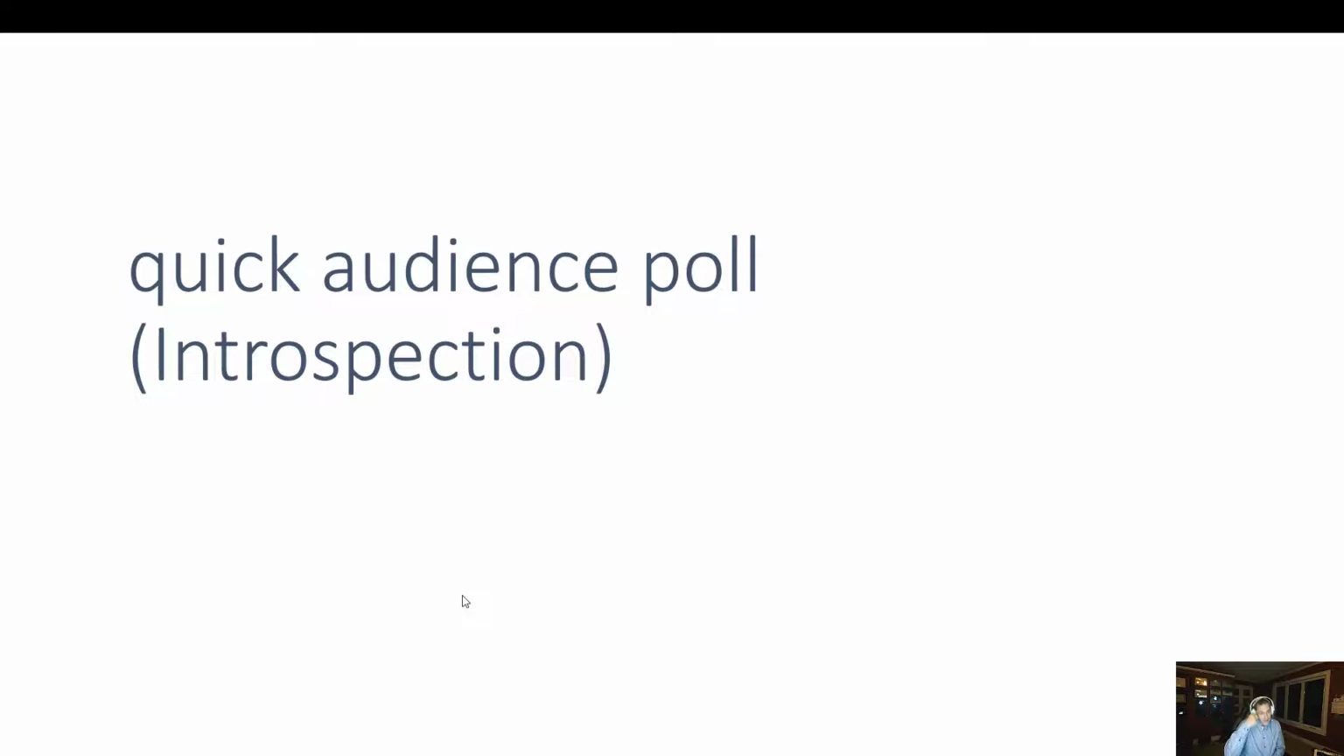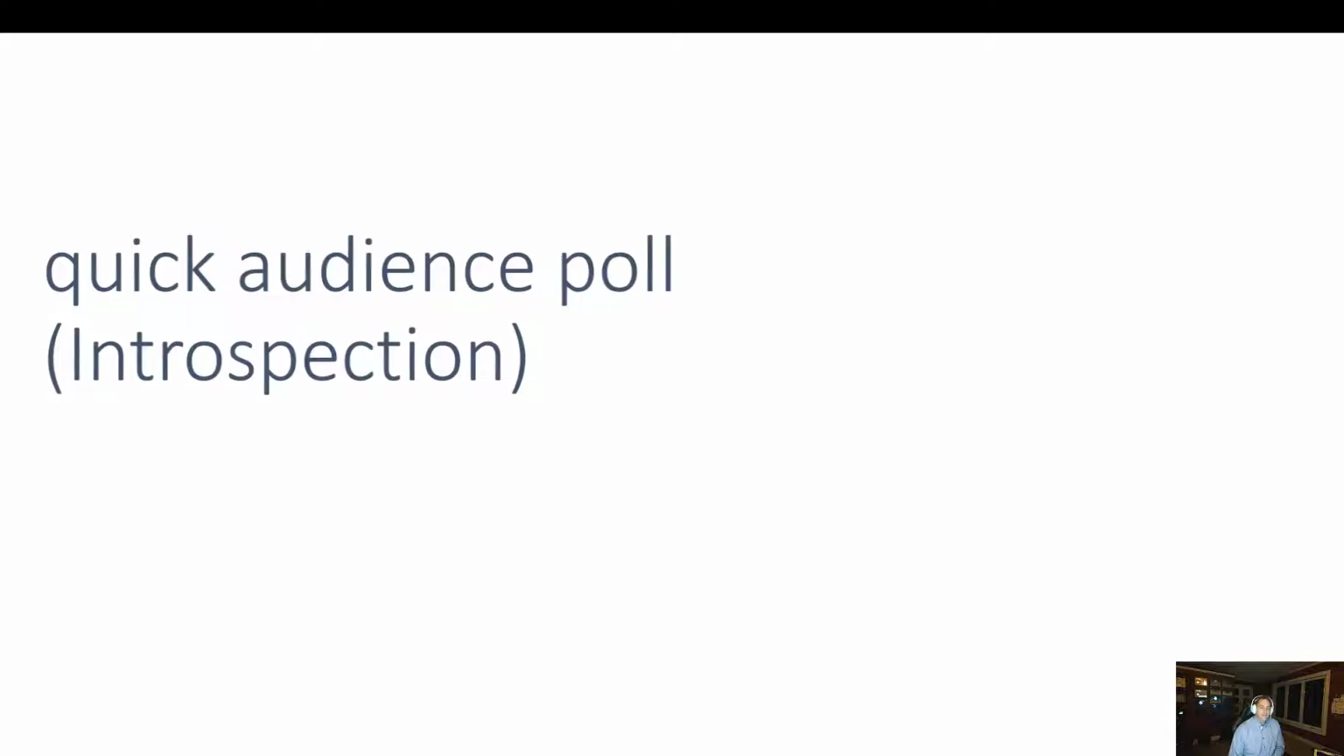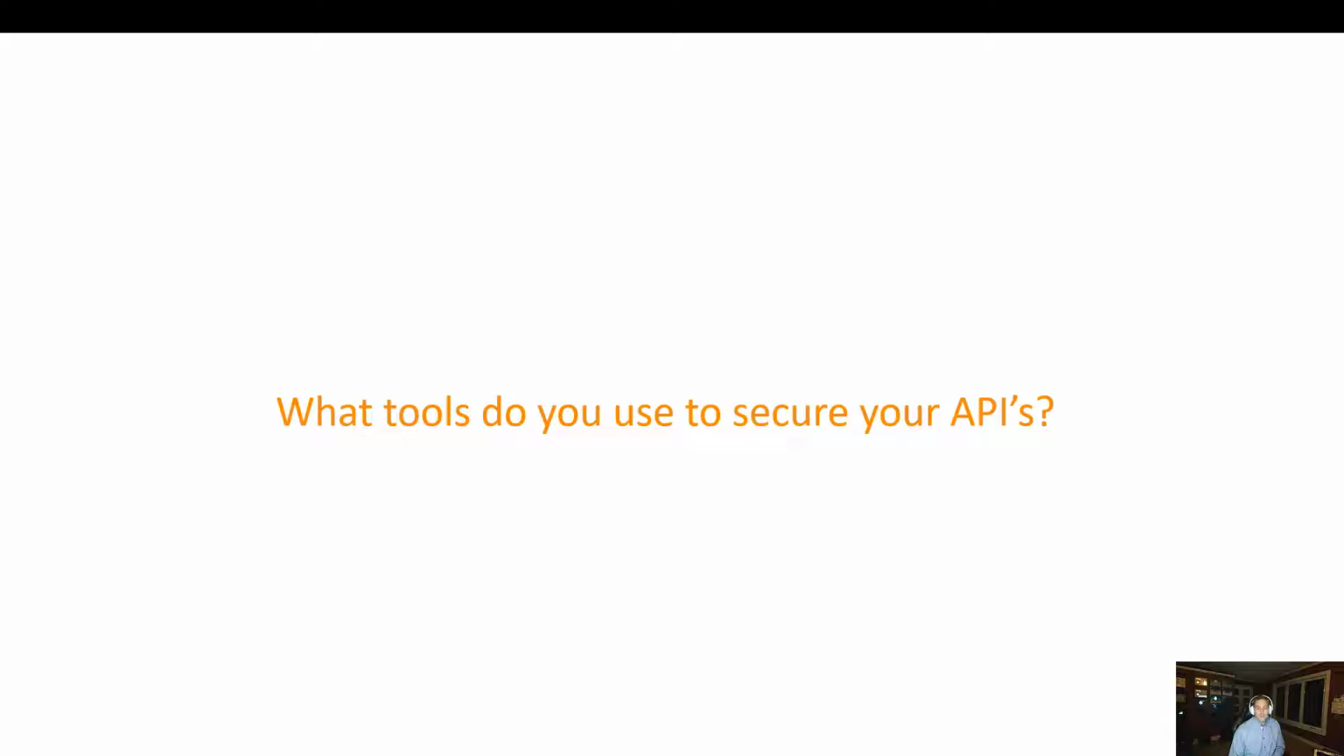So first of all, I always start with a quick audience poll, and since I'm talking in a video here, you can do a small introspection and be pensive with regards to these questions. What tools do you use to secure your APIs? Are you doing any specific types of scans? Are you checking the composition of those APIs, the perimeter security? What is it that you're doing today? What type of threat landscape do you have around those APIs?